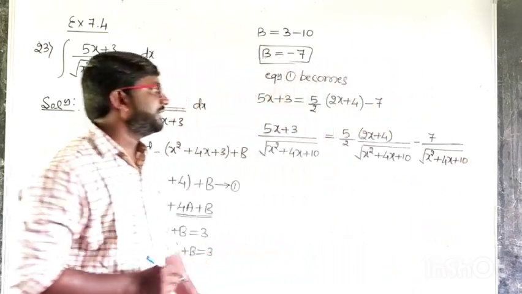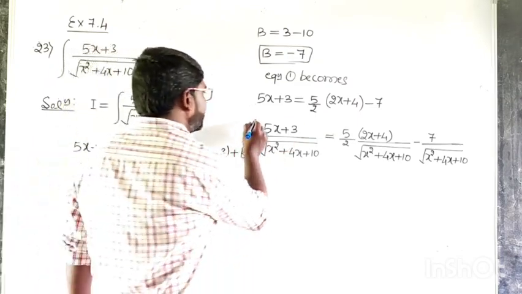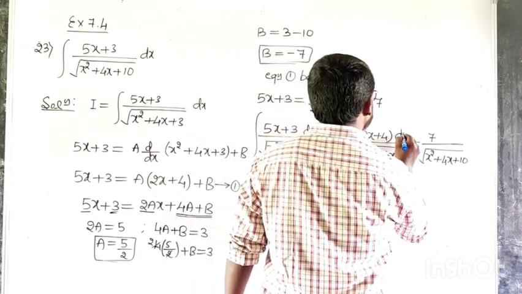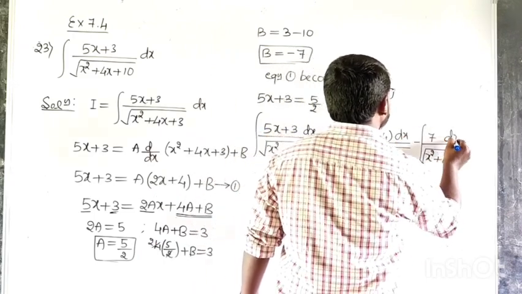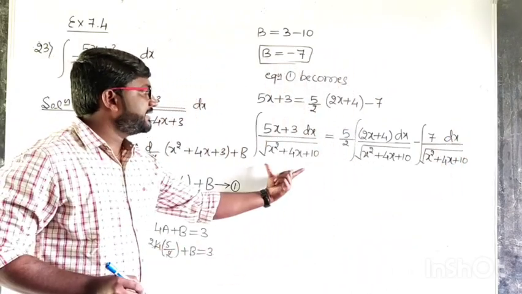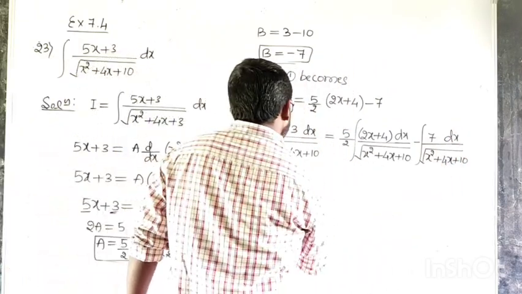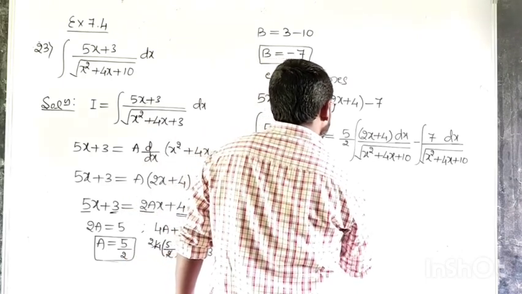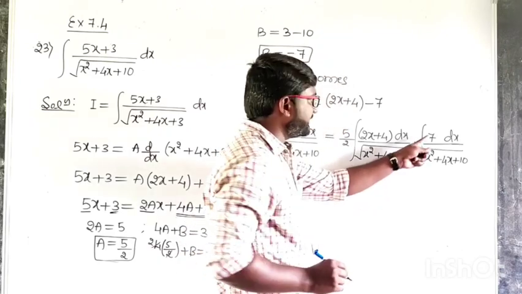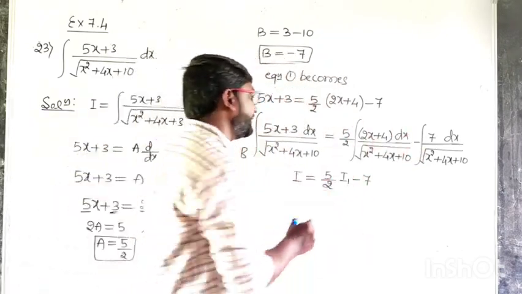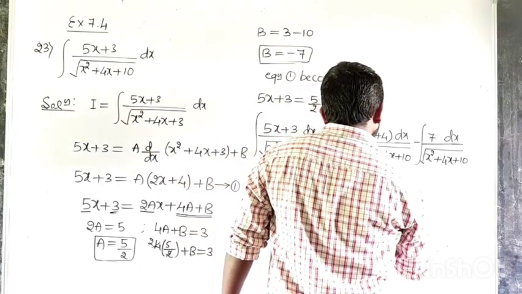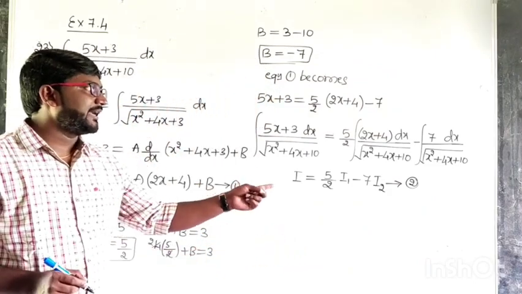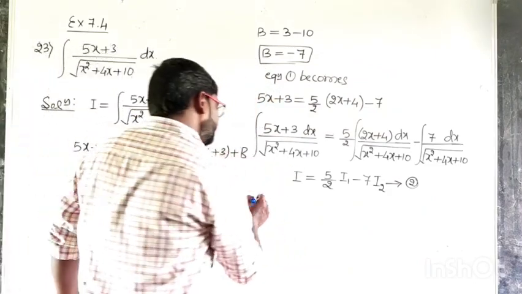Now we have to integrate both sides. So I write the integral symbol here, dx. Then 5 by 2 is a constant, write it outside. Now this is nothing but I, which is equal to 5 by 2 I1 minus 7. 7 is a constant, I will be writing outside, 7 times I2. So I call this equation number 2. Next we have to find the values of I1 and I2. So let us go for I1 now.